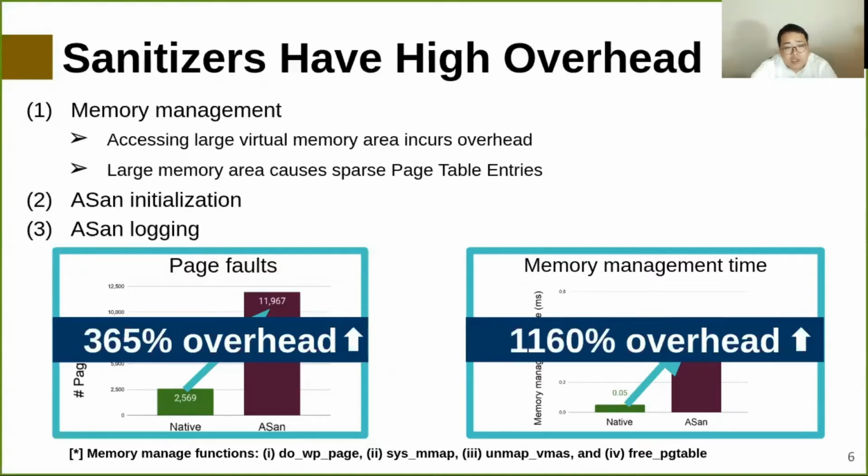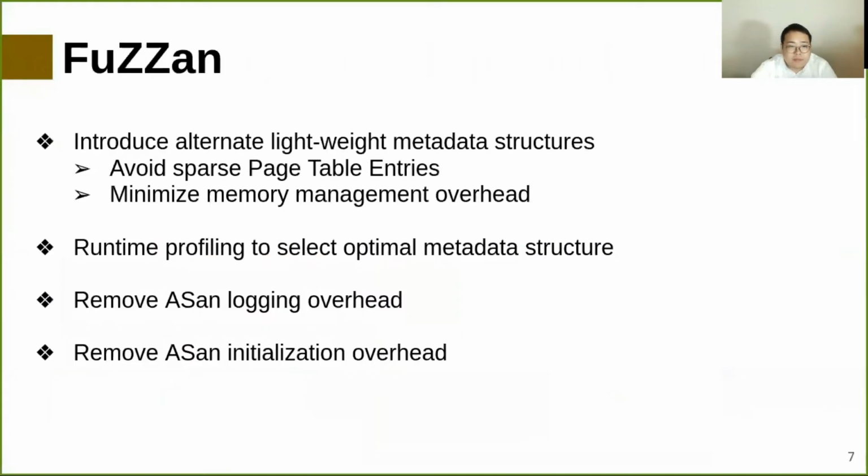Also, we found a considerable overhead from address sanitizer's initialization and logging functions. We found that these overheads are avoidable through Fuzzan. In Fuzzan, we proposed 4 different approaches to address this high overhead issue. First, we propose multiple lightweight metadata structures instead of Address Sanitizer's heavy shadow memory. In the lightweight metadata structure with compact memory space, we prevent sparse page table entries, and therefore we can reduce memory management overhead. Also, each metadata structure is optimal in different circumstances.